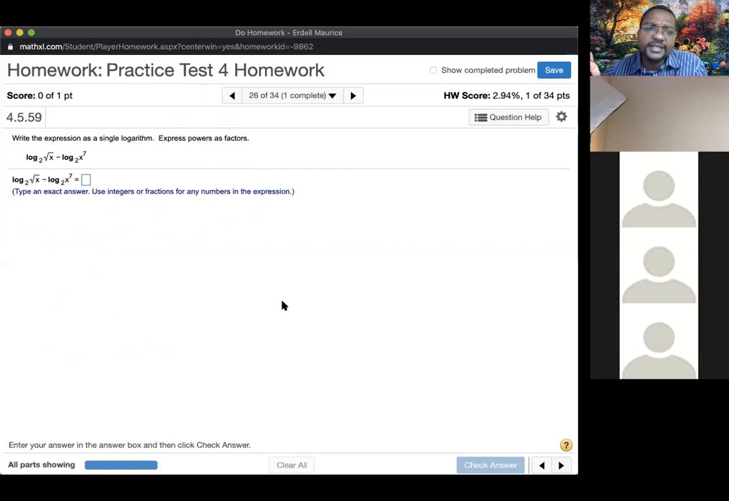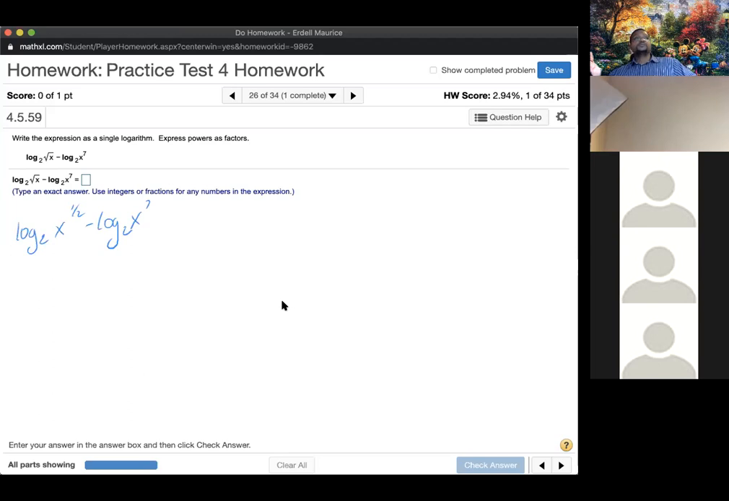All right, write the expression as a single logarithm, express powers as factors. Okay, cool. So, first things first, there are actually two approaches to this problem. Let me work on both in my head and see which approach is most efficient. They end up being the same thing. So anyways, this right here is log base 2 of x raised to the 1/2 power minus log base 2 of x raised to the 7th power.